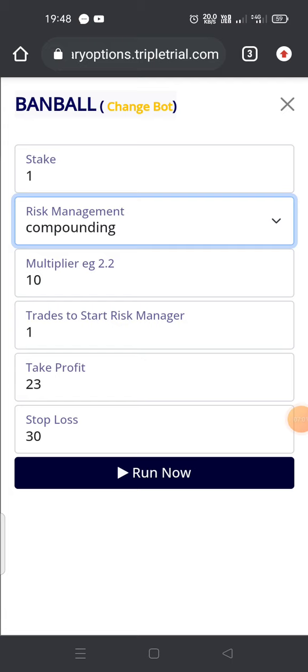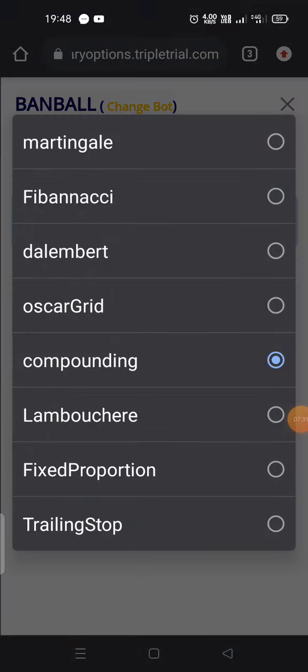Starting with $1, if you lose that $1, the next stake will be $1.10. It will add 10% to that stake. And the next one will be $1.21. It will just be compounding, taking your current stake and adding 10% to it. So if your stake is $1, it will add 10% in the next, and so forth, just like that. That's compounding.